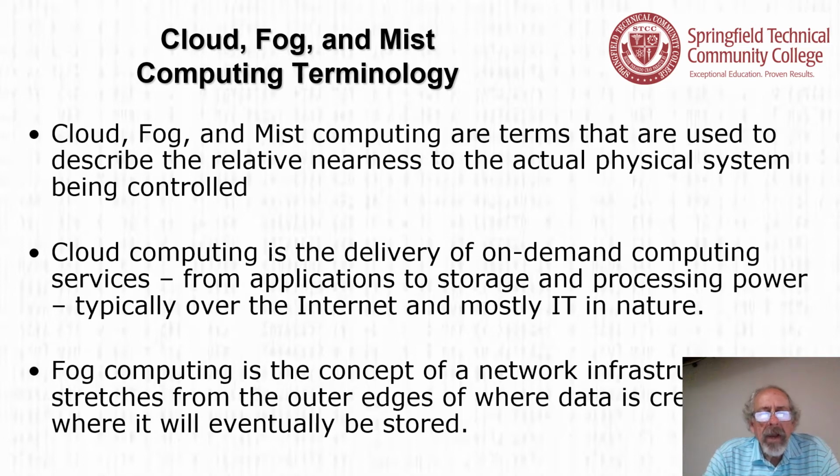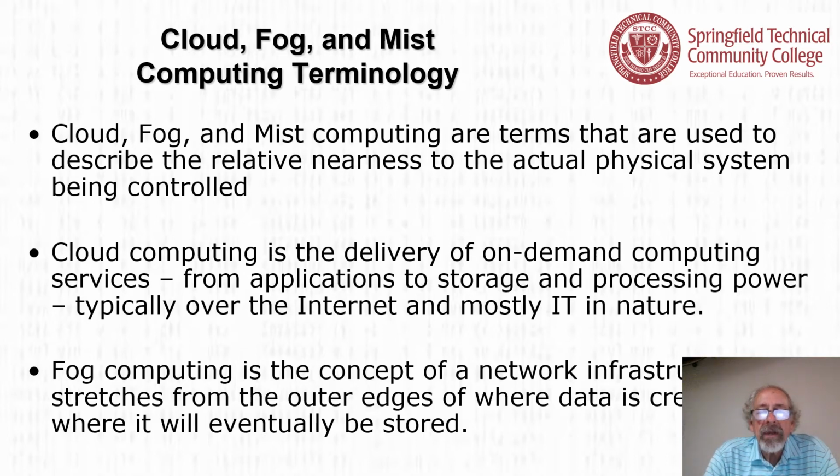So what do we mean by cloud, fog, and mist computing terminology? Well, these are terms that are used to describe the relative nearness to the actual physical system being controlled. You could think of cloud way up in the air, fog tends to be close to the ground, and mist is a form of fog, but it's much less dense. So fog can be very dense, mist is not as dense. We'll talk about how that unravels.